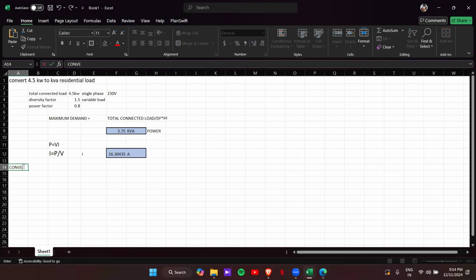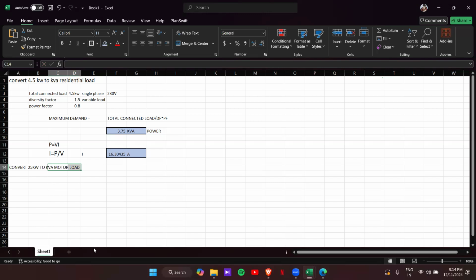Let's consider 25 kilowatt to kVA. One we have done for a variable load. Let's consider a constant load. I'll just give a motor load. So convert 25 kilowatt to kVA.